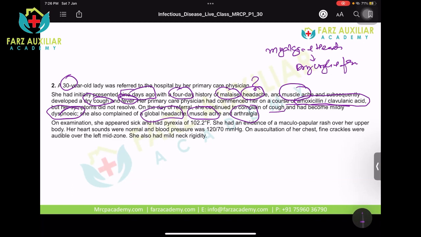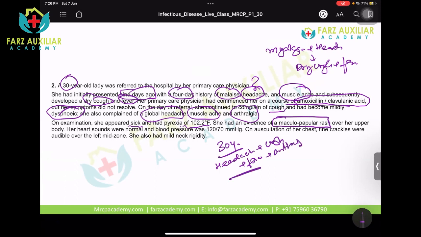On examination, she is appearing unwell, sick. She has a fever of 102. She had evidence of a maculopapular rash. So a 30-year-old female with all the symptoms of headache, then myalgias, dry cough, plus fever, plus arthralgias, and also she has a maculopapular rash. Could it be... okay, we'll come to that.